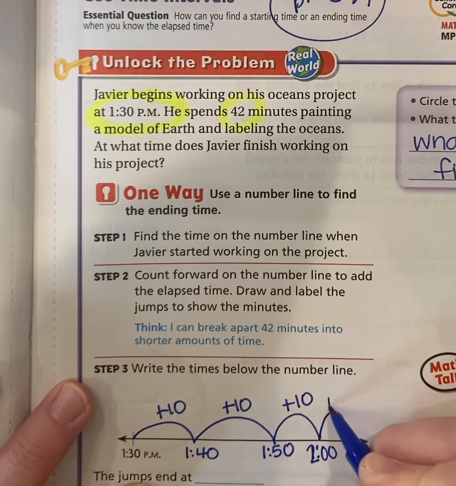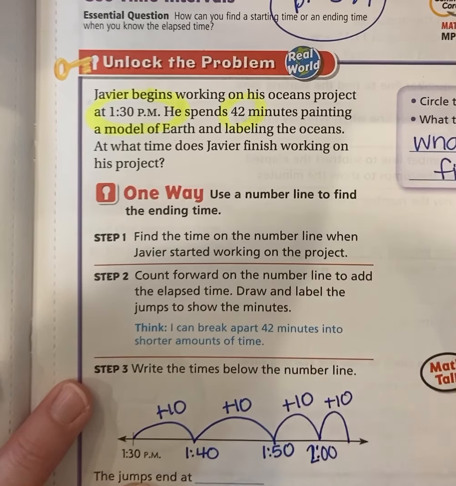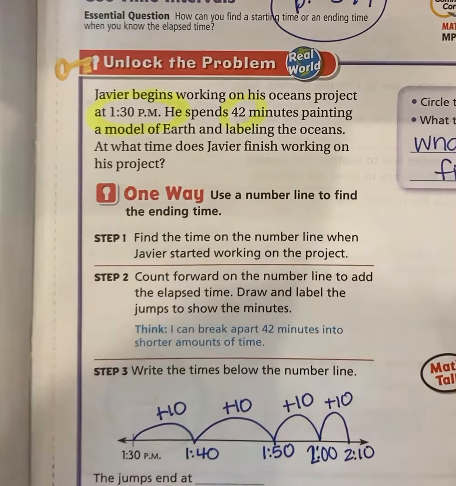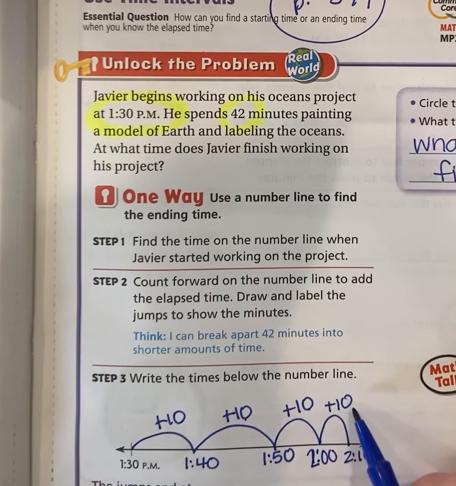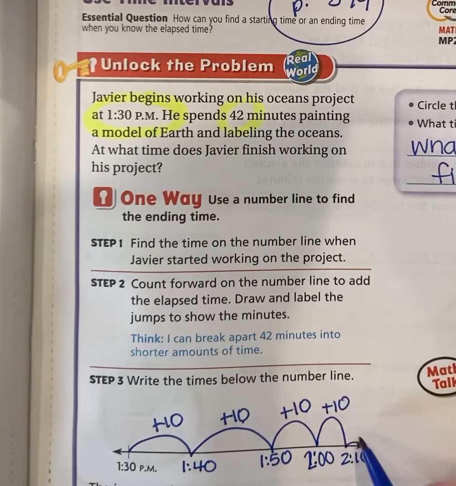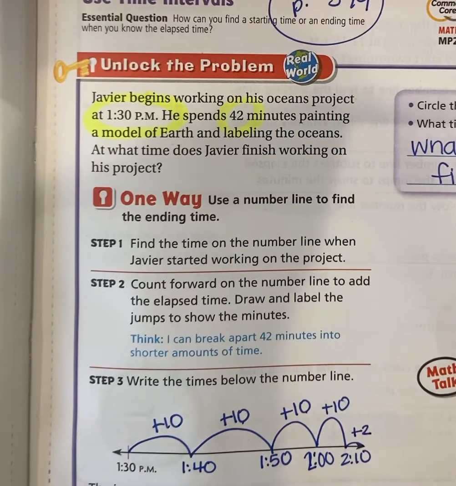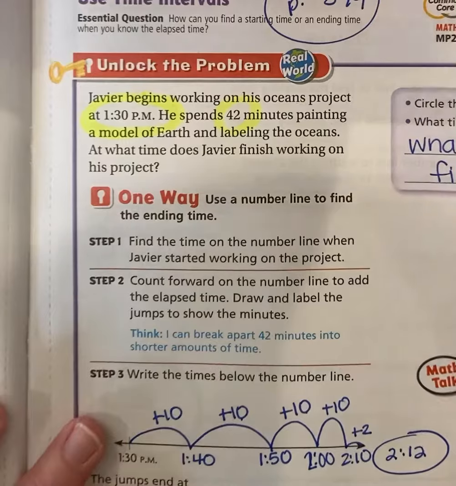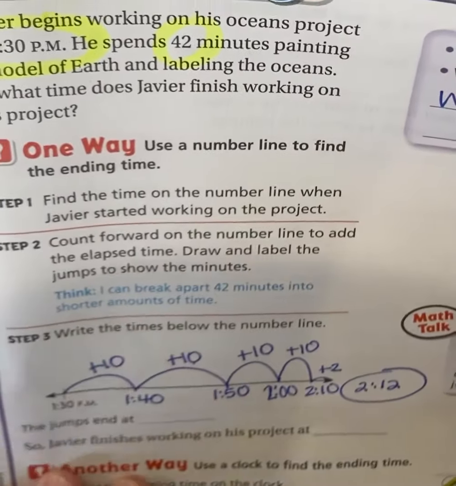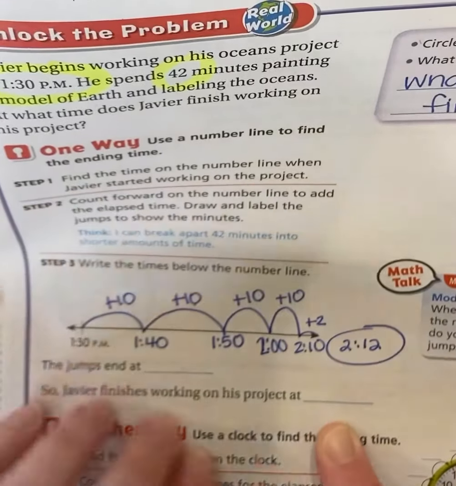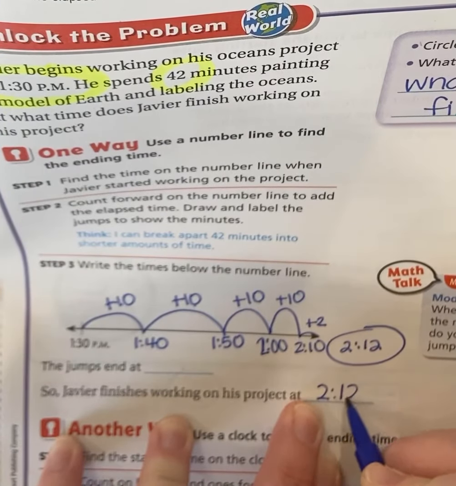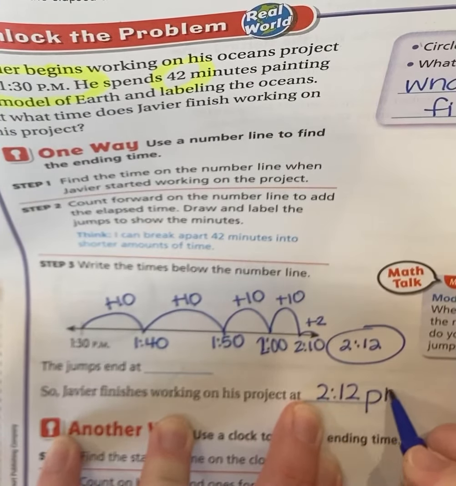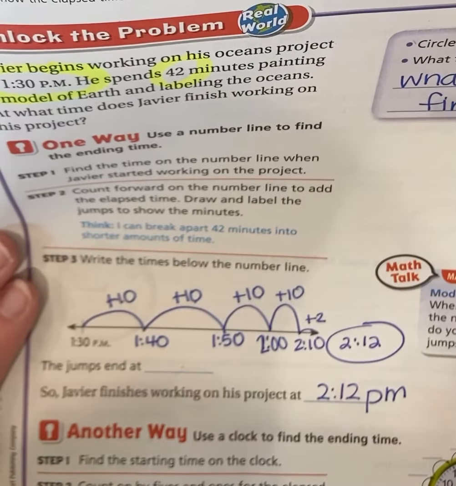So then I would draw another 10. So if it's 2 o'clock and you add 10 minutes, it's 2:10, and now I have 10, 20, 30, 40, and I need 42. So I'm just gonna add on a plus 2 here, and that would get me 42. So if it's 2:10, and I added on 2 minutes, it is what time? 2:12. Does that make sense? So Javier finishes working on his project at 2:12, and we are still in the afternoon, so we would say 2:12 p.m.